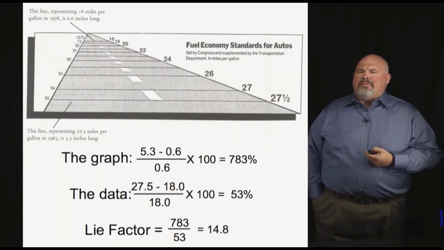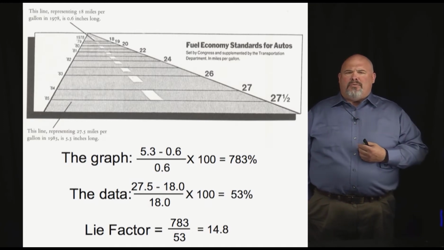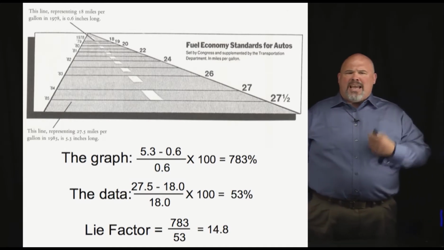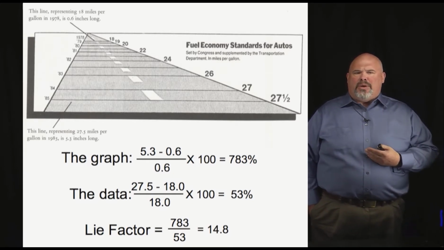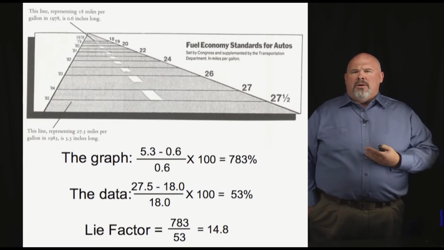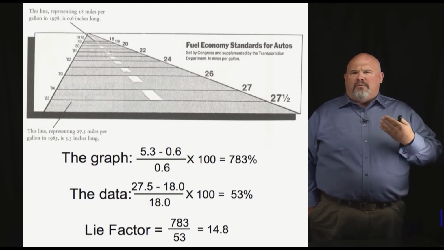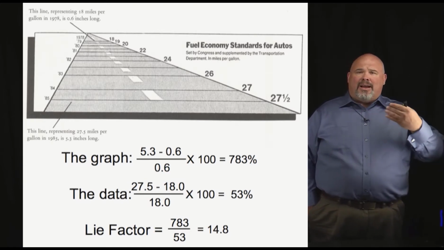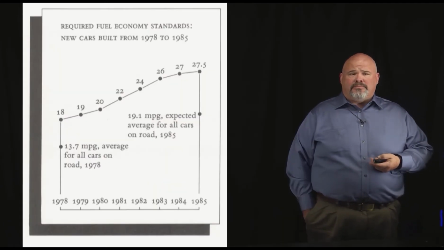This is the same graph that we looked at back with the lie factor, but just look at what we're asking the viewer to do. If we didn't calculate the lie factor for them at the bottom of this graph, and we just gave them the graph at the top, we would be very much overstating the difference between the fuel economy standard in 1978 and the fuel economy standard in 1985 by 14.8 times. So when we introduce a large lie factor, we reduce the ability for the viewer to make comparisons, and again, compared to what is the most important thing we are trying to communicate.